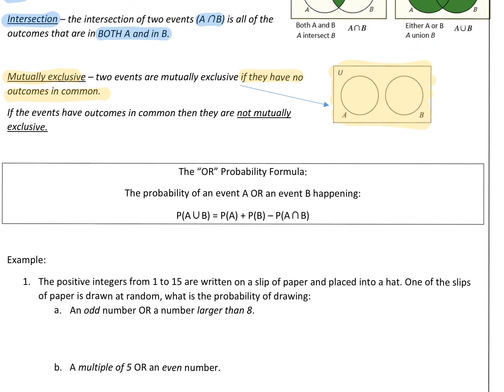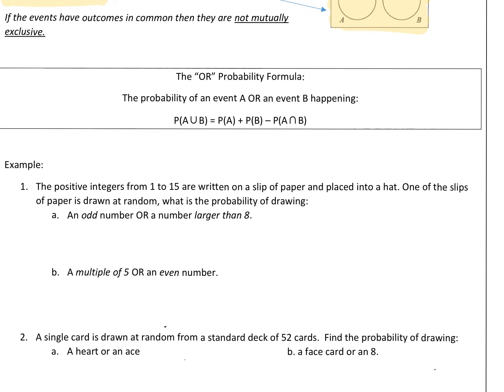So here is the OR probability formula. This is the important thing here. Basically, the probability of an event A or an event B happening is the probability of A union B, the word union is "or", which is equal to the probability of A plus the probability of B minus the probability of A and B, so the overlap. You take event 1, add event 2, and then subtract any that overlap if the two events are not mutually exclusive.